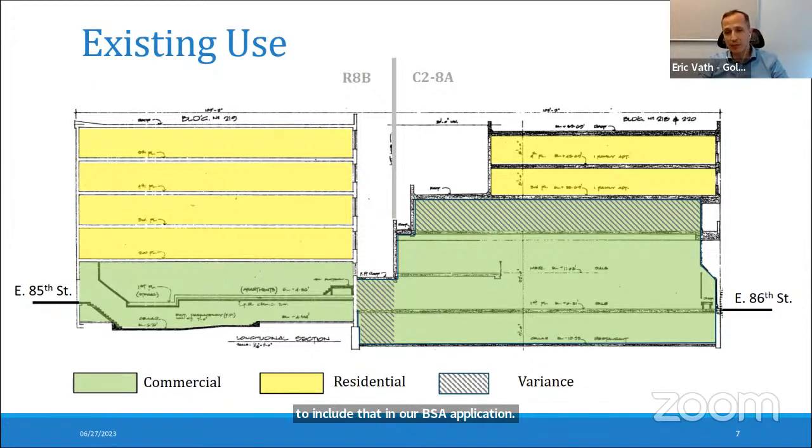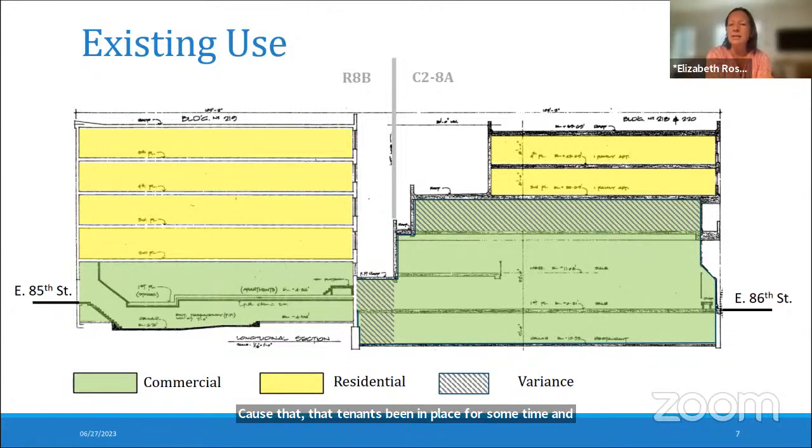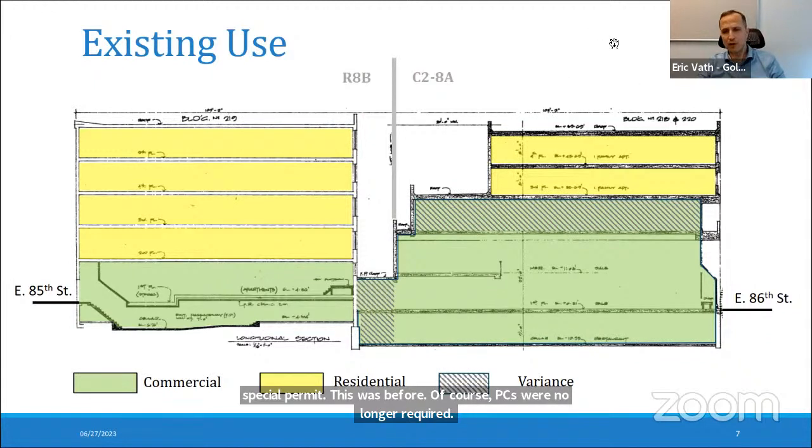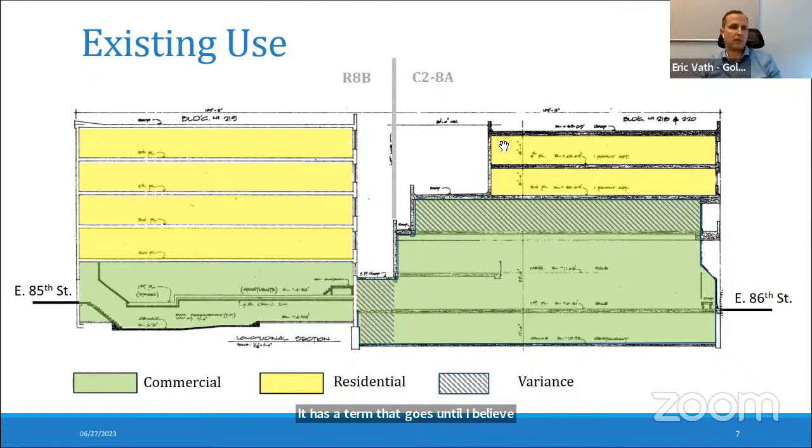We could speak about it, but frankly, I don't think it's a realistic request here, because that tenant's been in place for some time and they do have a long-term lease. When does that tenant's lease expire? I'd have to find that out for you, but the martial arts studio recently renewed their PCE special permit. This was before, of course, PCEs were no longer required. It has a term that goes until, I believe, 2020 or 2030. Let's see.